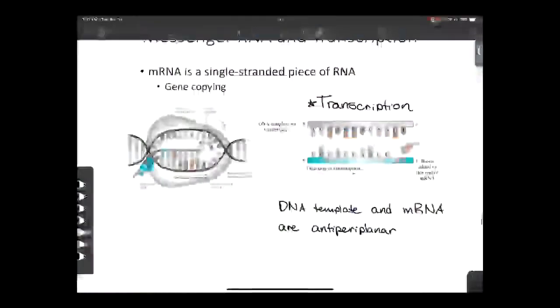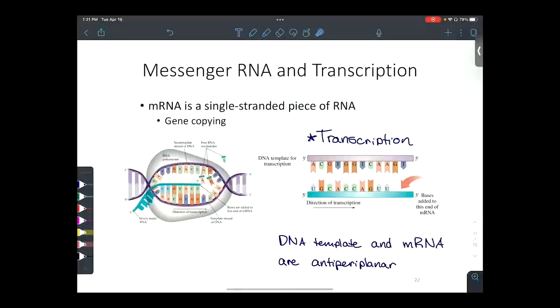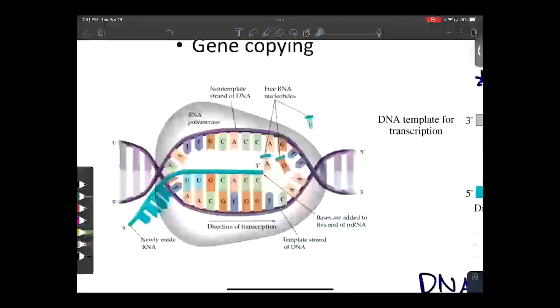All right, the first one, messenger RNA. So mRNA, remember, it's a single strand. It's making the photocopy of DNA. So here you can see, and this is all done by RNA polymerase, an enzyme. Essentially, it's untwisting.